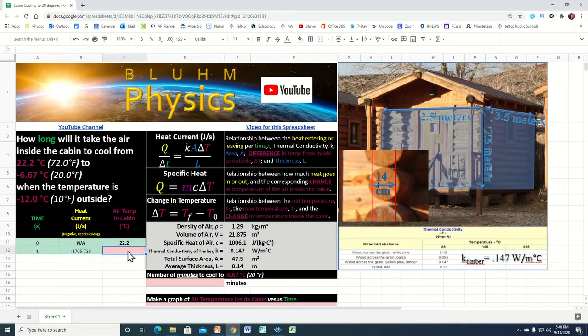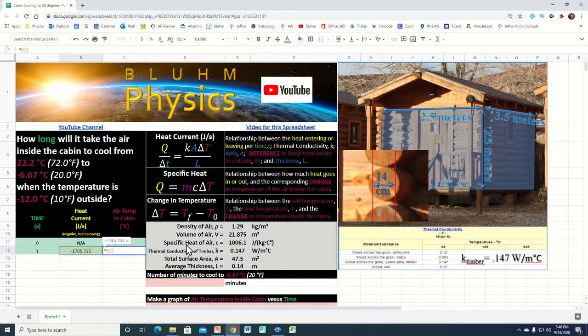So we're going to say equals. I'm trying to calculate the change in temperature, so I have to take this number here. That was the heat current, how much heat left in 1 second. No dollar signs, because as I copy that down, I do want to use the numbers that are down. I want to figure out how much heat left in the next second, and so on. That was how much heat left. I need to divide it by the mass.